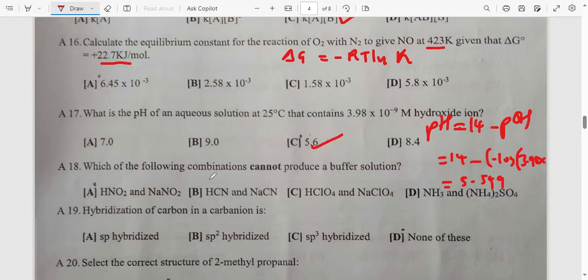Which of the following combinations cannot produce a buffer solution? Now, a buffer should be made of a weak acid and its conjugate base. Okay, weak acid and its conjugate base. Now, if you look at this one, it is a strong acid. So, definitely it cannot produce a buffer because it's a strong acid.